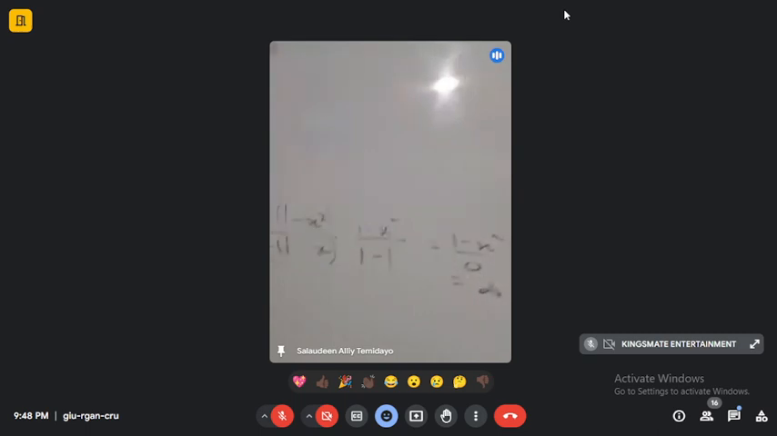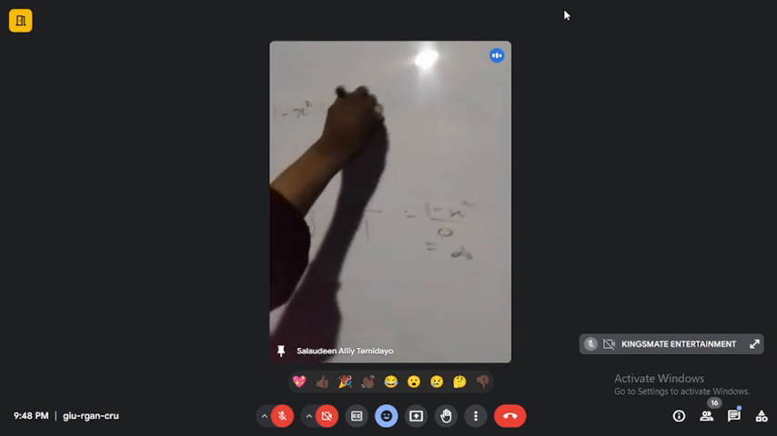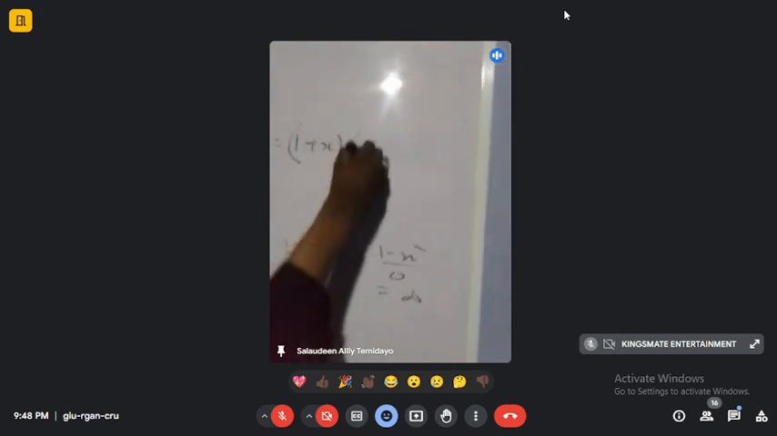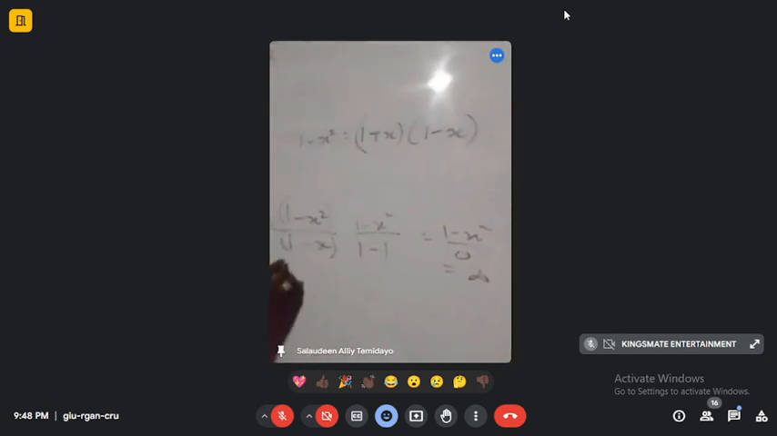What do you do? That's why you use the factorization theorem. So you factorize first. Limit x to 1, 1 minus x squared. You can see this is an algebraic expression, a quadratic expression, rather. X is having the power of 2, so it makes it quadratic. So factorize this one. How do you factorize 1 minus x squared? That's difference of 2 squares. 1 minus x squared is going to be 1 plus x times 1 minus x. This is the factorization.